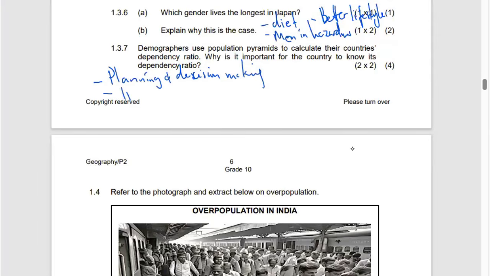Also, it's important maybe to address the issue of housing needs. You can also look at other aspects like to determine the labor force potential. And also you can talk of determination of needs.